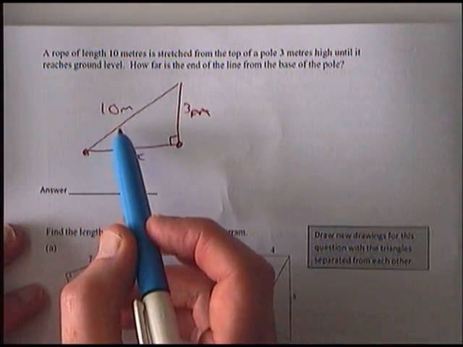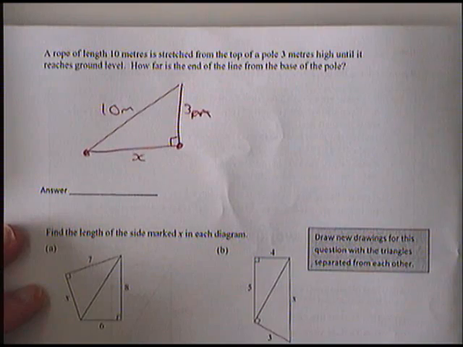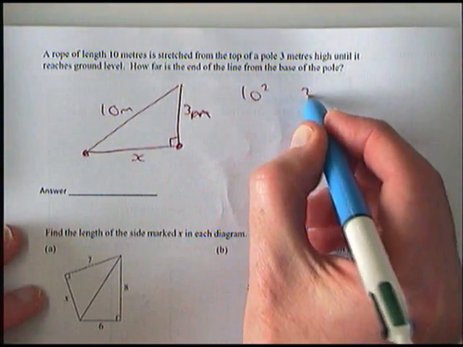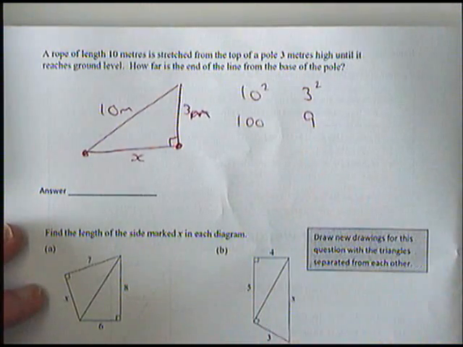So, no angles are involved apart from the right angle. Not trigonometry, it's going to be Pythagoras. Just like last time, I need to do 10 squared and I need to do 3 squared. 10 squared is 100, 3 squared is 9.